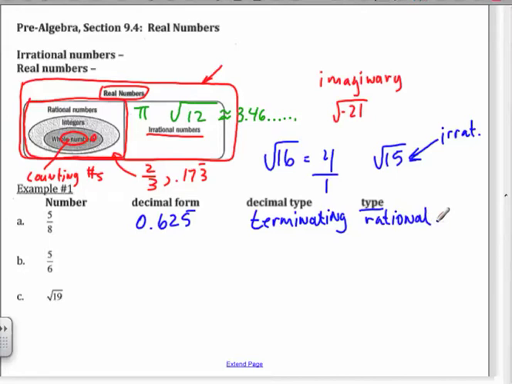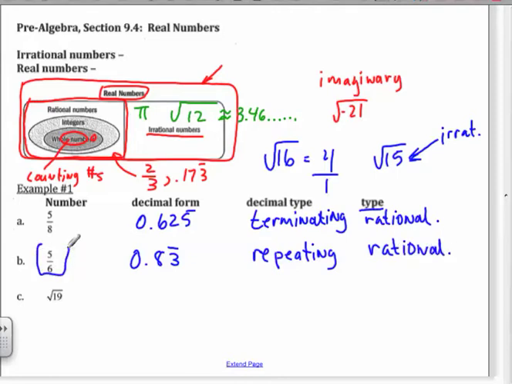What about 5/6? Who has that for me as a decimal? Kai? 0.8, and then the 3 is repeating? Okay. So what type of decimal is this? Raise your hand. What type of decimal is it, Tut? It's a repeating. And if it repeats, then what type of number is it? Not type of decimal, but type of number. Is it rational or irrational? Cole? It is rational. Good. Because any number that repeats can be written as a fraction. And we know that because we started with it as a fraction. Good job, Cole.